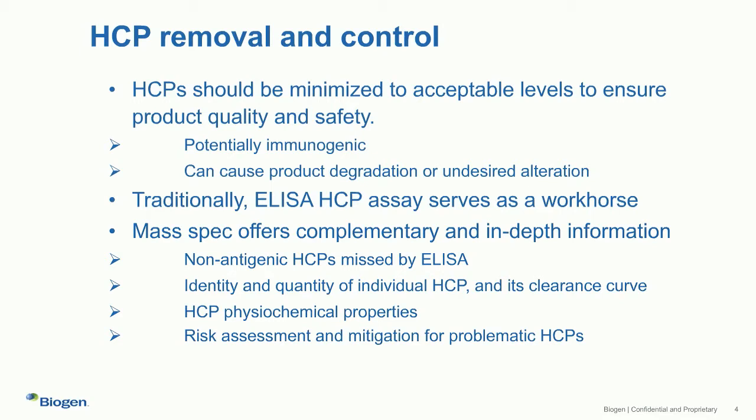HCP is a known process-related impurity and needs to be controlled to a certain level to ensure product quality and safety. There are a few reasons why we need to control the HCPs. HCP present in the final drug substance could potentially be immunogenic and cause immunogenicity in patients. In the meantime, some HCPs could possess certain enzymatic activities that could cause degradation of the product, or of excipients such as polysorbate that is co-formulated with the drug substance, which can affect the stability of the product.